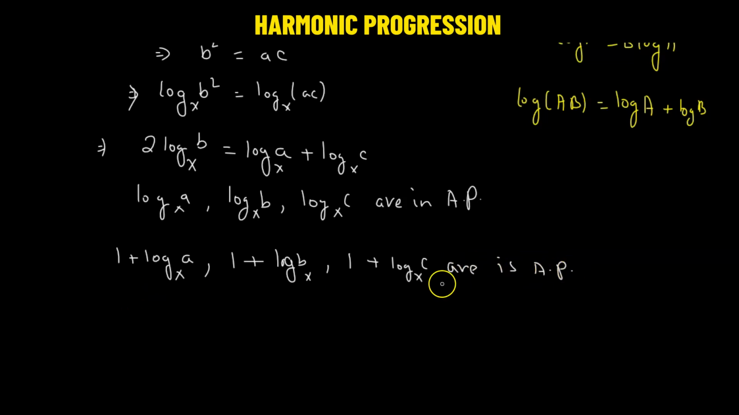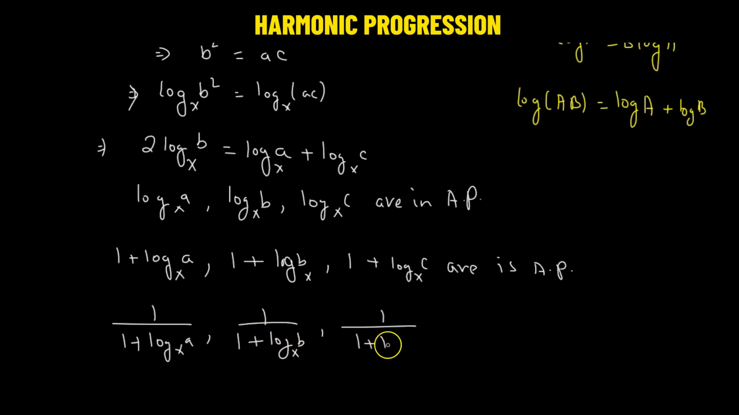Now if these three numbers are in AP, then the reciprocals are going to be in harmonic progression. That means 1 over 1 plus log of a with respect to x, then the next term 1 over 1 plus log of b with respect to x, and the third term which is 1 over 1 plus log of c with respect to x. So these three numbers are in harmonic progression.